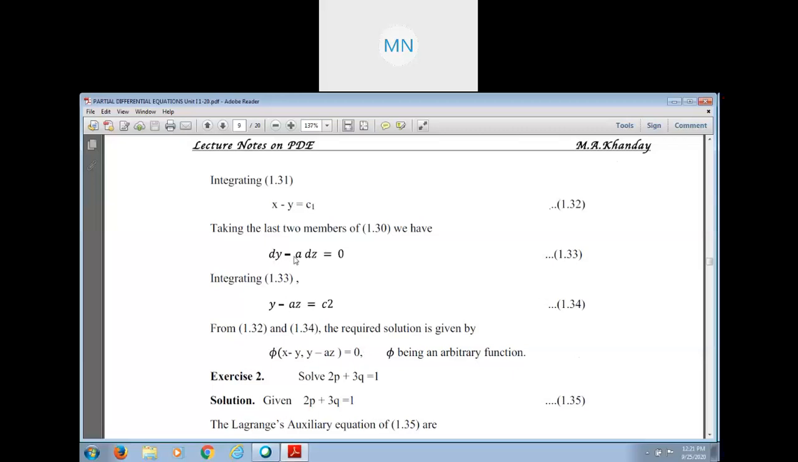These are the independent solutions, and the required general solution is phi of u comma v equals 0. Here u is this one and v is this one. So phi of c1 c2 equals 0, where phi is any arbitrary function. Okay, understand?